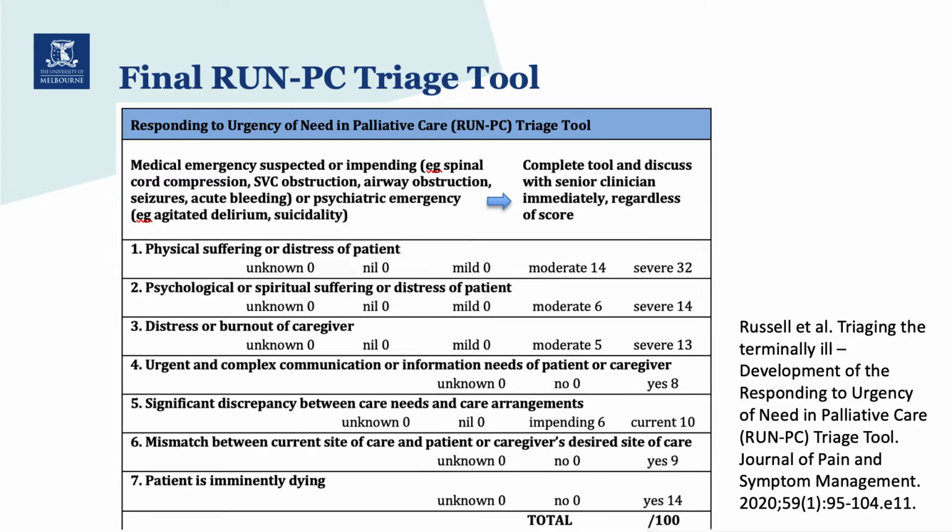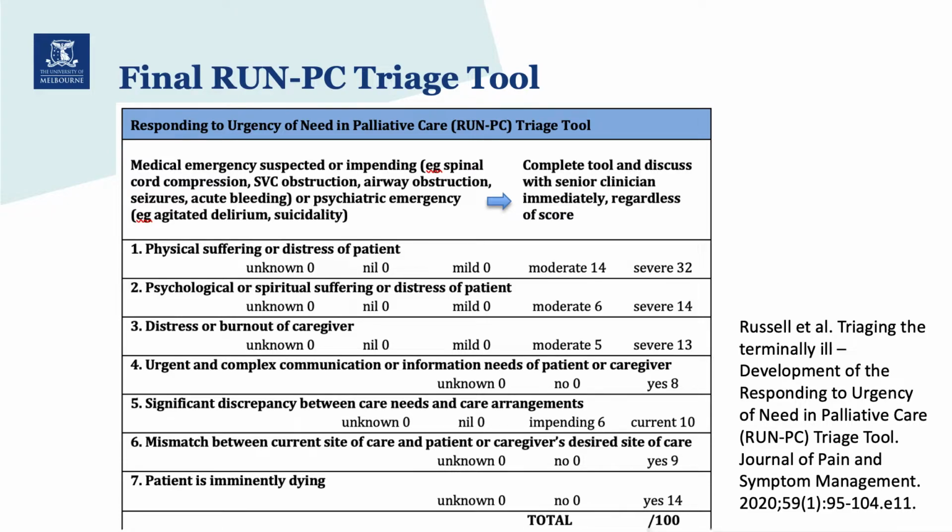But to maintain the face validity of the tool, we needed clinicians to be able to select between nil versus mild, so that patients with mild symptoms could be differentiated informally, and to really help clinicians to trust the tool and feel that the tool was capturing the important information. So we have a nil and a mild option, even though they both score 0.